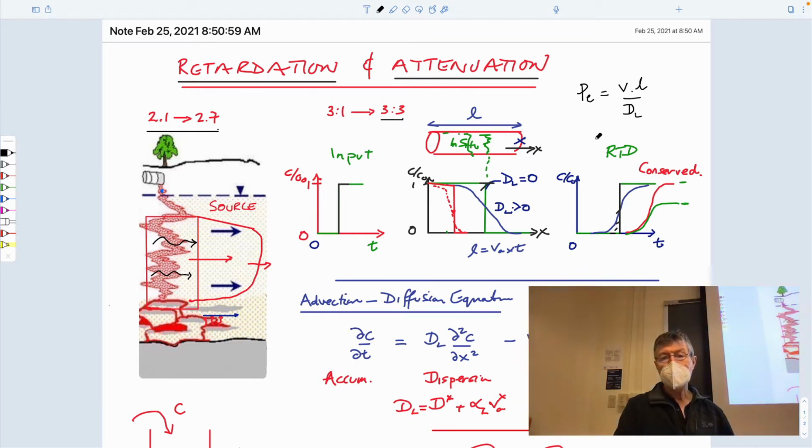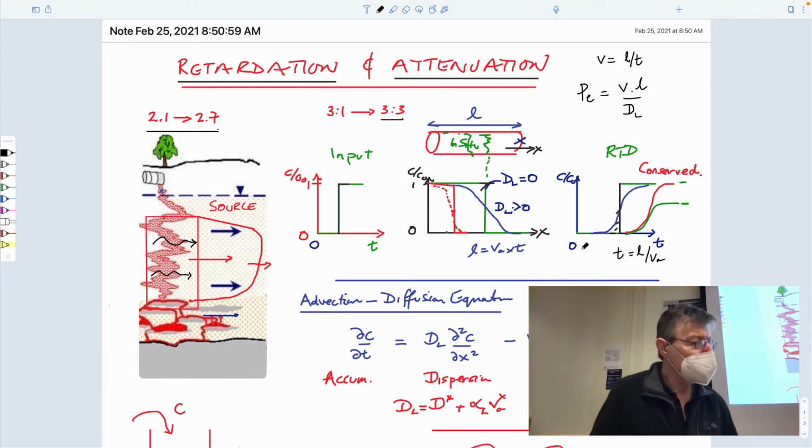And I guess we know that since velocity is equal to length over time, then the time taken to come would be equal to length over velocity. Right? Length divided by length times time divided by time is time. And so that is kind of our simplistic view of things.